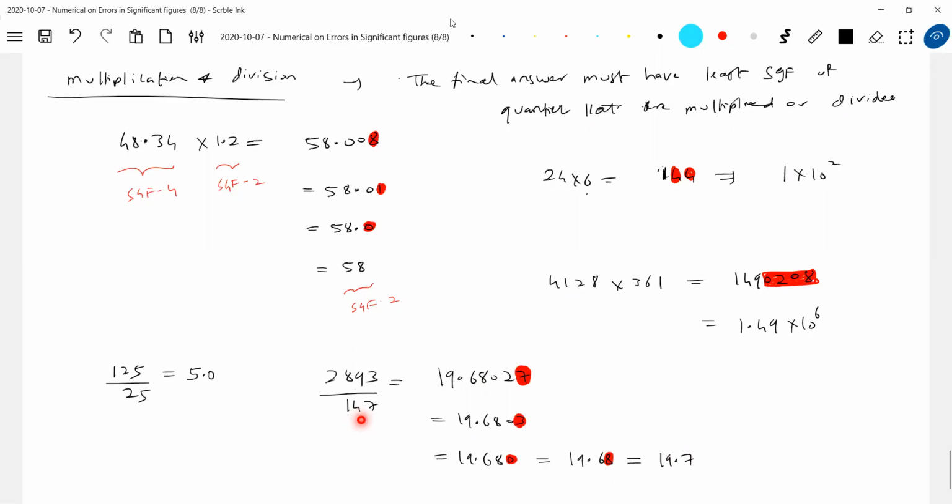Hope all of you are able to understand what I mean. The final answer output should have the least significant digits here, not decimal places. No, we are not bothered about decimal places here. Multiplication and division should bother about significant digits. Addition and subtraction should bother about least decimal places. That's what the rule says here.